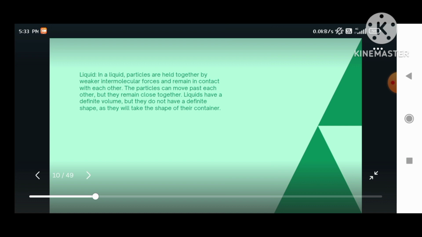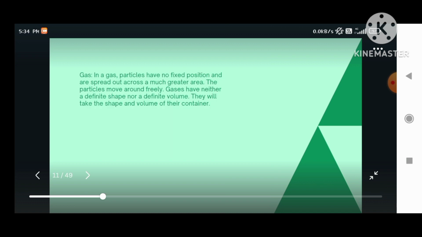Liquids. In a liquid, particles are held together by a weaker intermolecular force and remain in contact with each other. The particles can move past each other, but they remain close together. Liquids have a definite volume, but they do not have a definite shape, as they will take the shape of their container. Gaseous state. Gas. In a gas, particles have no fixed position and are spread out across a much greater area. The particles move around freely. Gases have neither a definite shape nor a definite volume. They will take the shape and volume of their container.